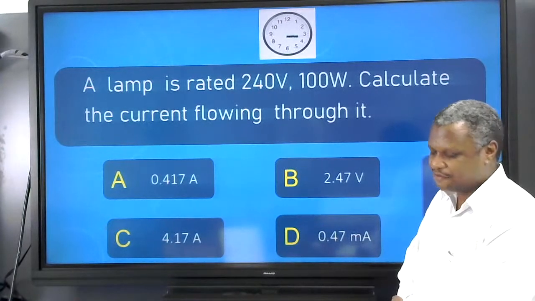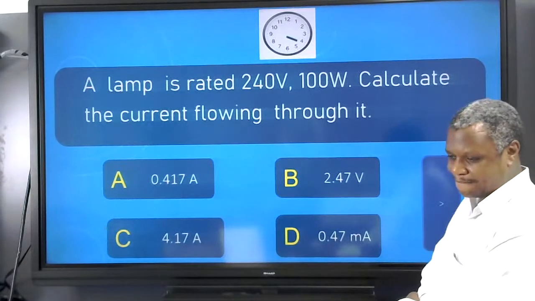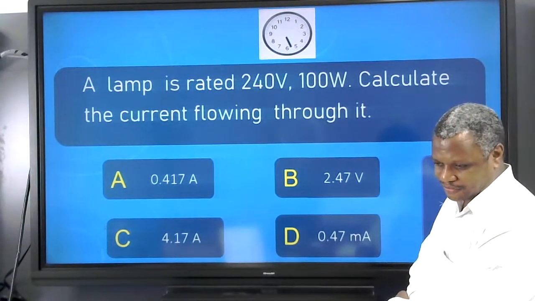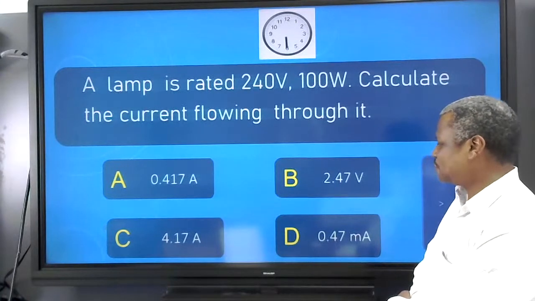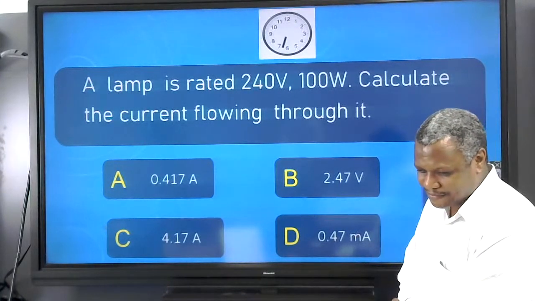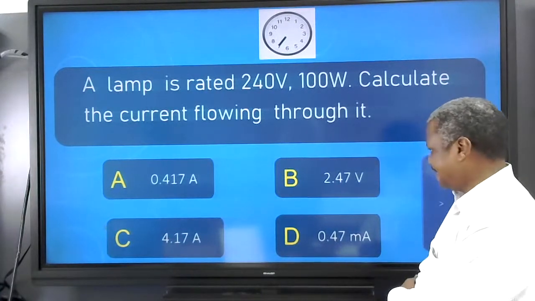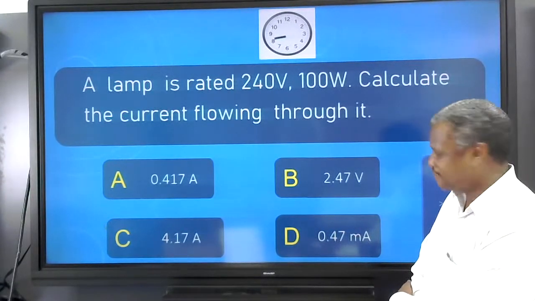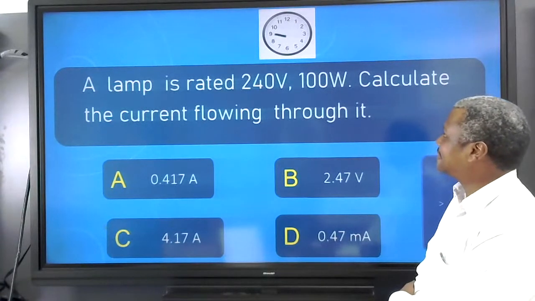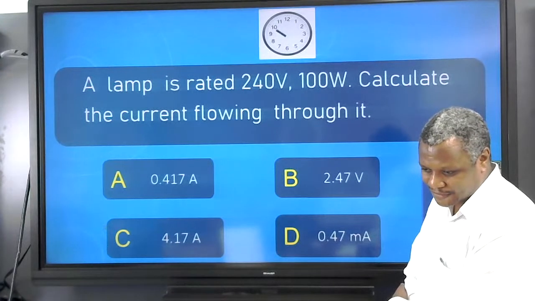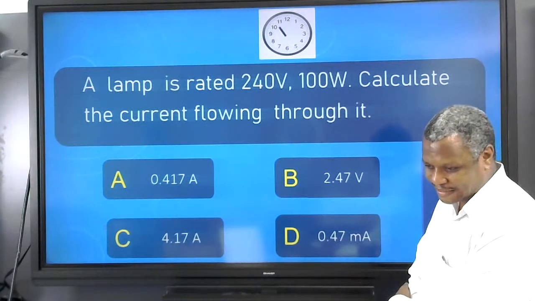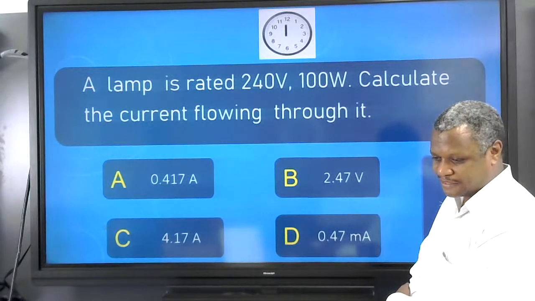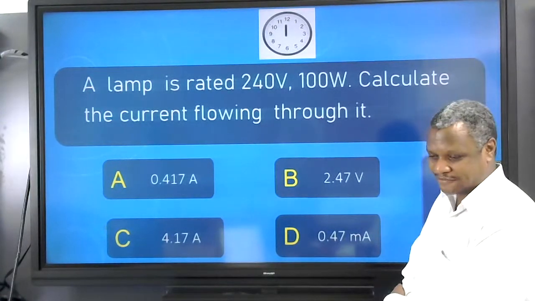3 room 8, number 4, your answer is C, 4.17 amperes. 3 room 8, number 31, your answer is B, 2.47. 3 room 2, number 53, C, 4.17 amperes. 3 room 7, number 7, your answer is A, 0.417 amperes. 3 room 8, number 23, your answer is A, 0.47. 3 room 7, number 23, C, 4.17. 3 room 8, number 4, A, 0.417 amperes.